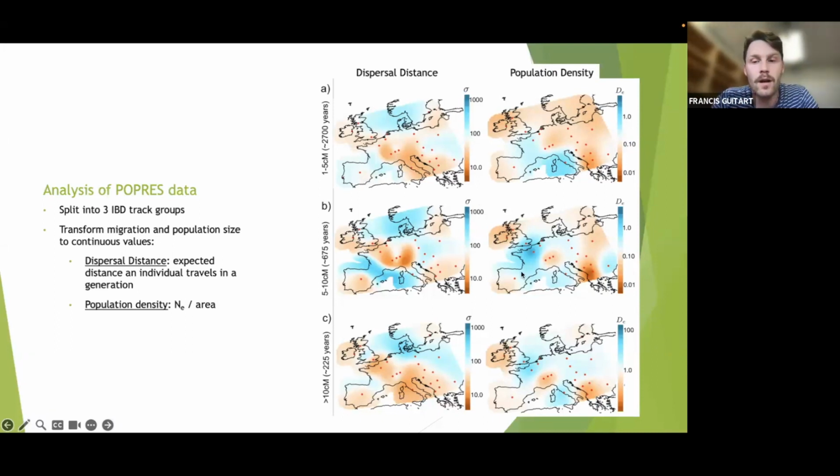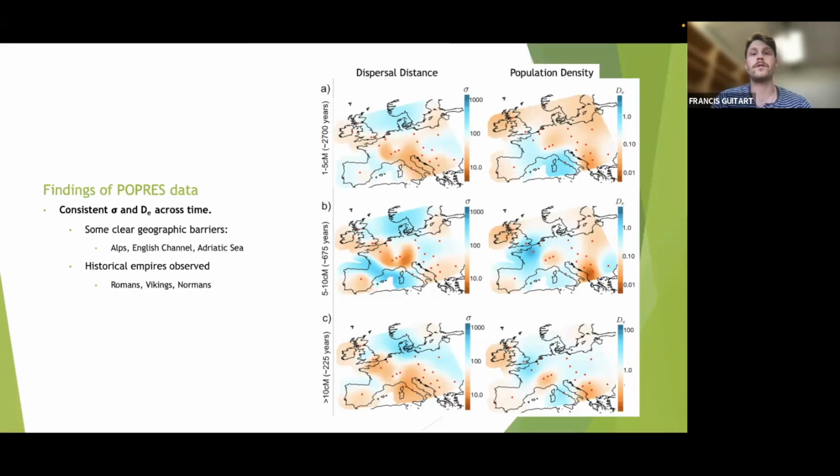So the findings here are pretty cool. First, they're seeing that dispersal distance and population density are incredibly consistent across time. So what we're seeing 2,700 years ago is quite consistent to what we're seeing 675 years ago and 225 years ago. A lot of this can be explained with different geographic barriers that exist. Most notably to me were the Alps, which are right in this region here, and we're seeing here a complete drop in dispersal distance. That can also be seen with the English Channel and the Adriatic Sea historically.